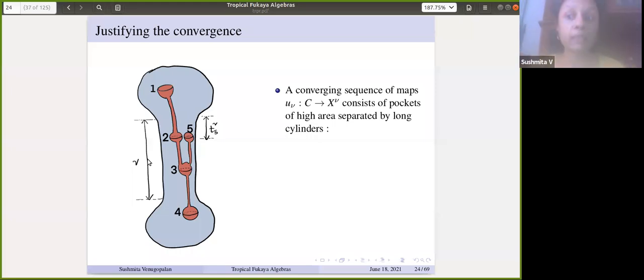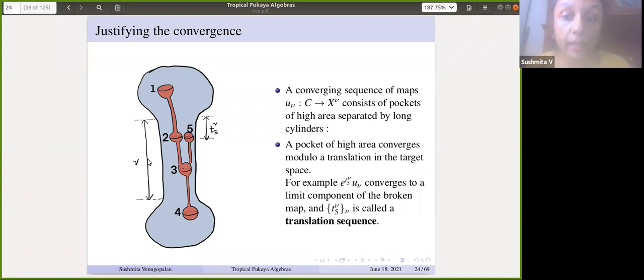So what happens in the larger picture is that if you have a converging sequence of maps in neck-stretched manifolds, they basically have pockets of high area separated by long cylinders with very small area. And a pocket of high area converges modulo translation in the target space. Remember that the length of the neck goes to infinity, so we do need a translation in order to make these pockets of high area converge.